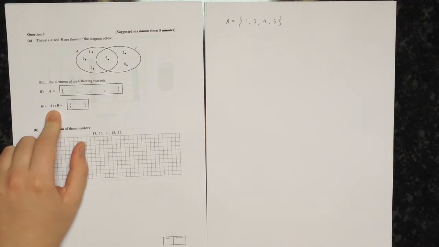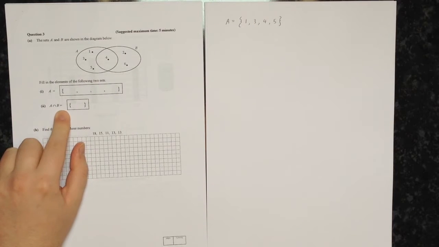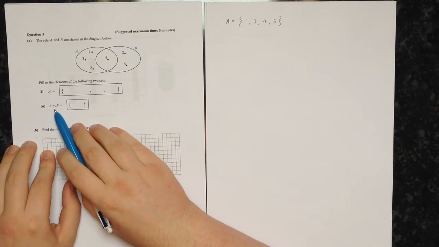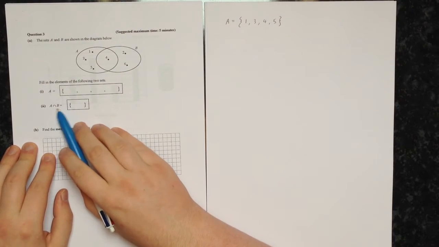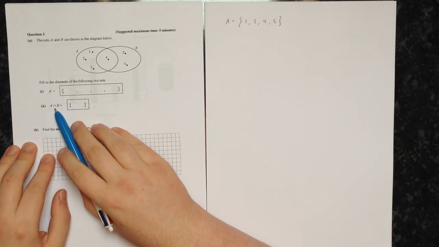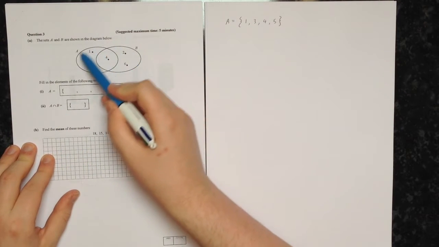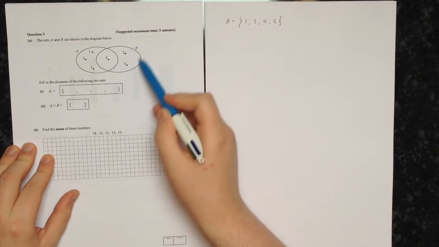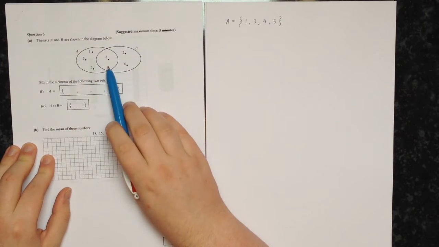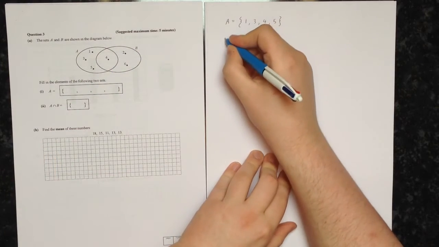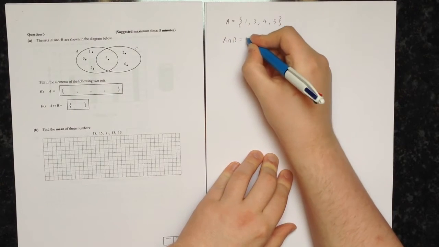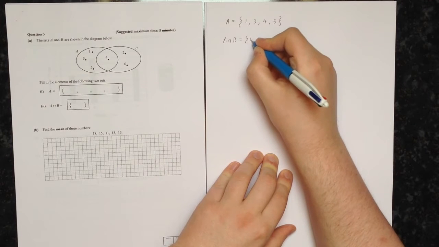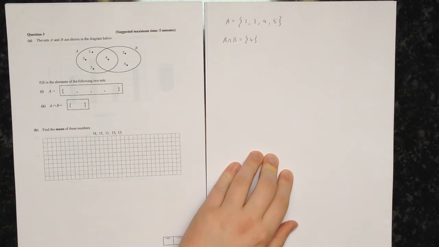Next it says, what's in A intersection B? So they use this symbol here. It looks sort of like a lowercase n. And that means the intersection between the sets A and B. So that means what's in both of them. So what's in this circle and in this circle. And the only number is the number 4. So A intersection B is equal to the set containing the number 4.